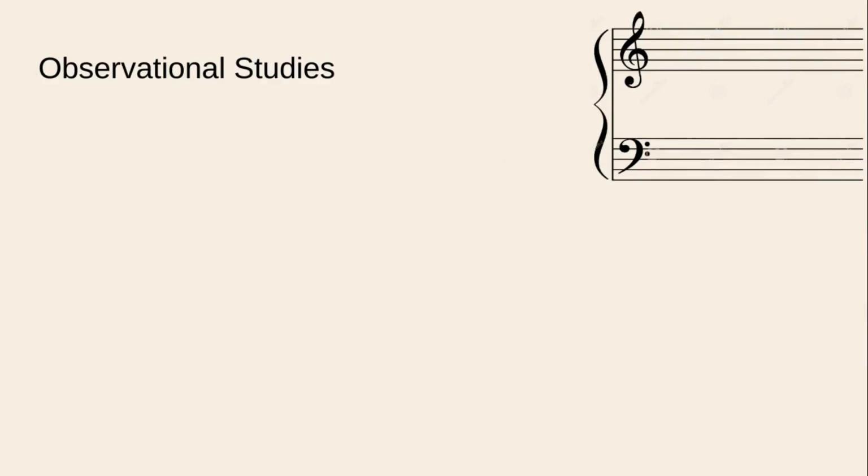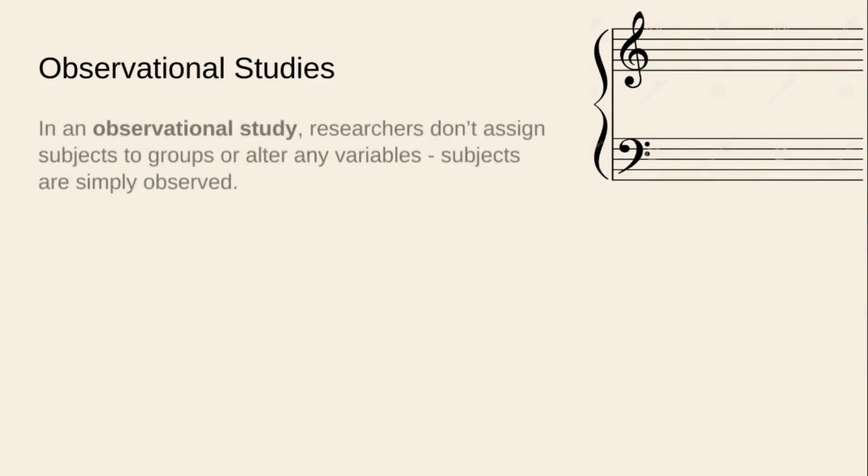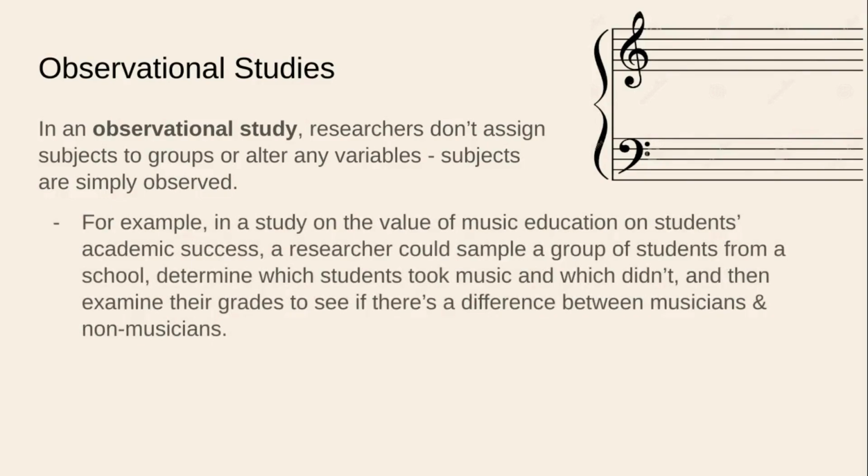Let's talk about observational studies to begin. In an observational study, researchers do not assign subjects to groups or alter any variables. Subjects are simply observed. So, for example, in a study on the value of music education on students' academic success, a researcher could sample a group of students from a school, determine which students took music and which didn't, and then examine their grades to see if there's a difference between the musicians and the non-musicians.